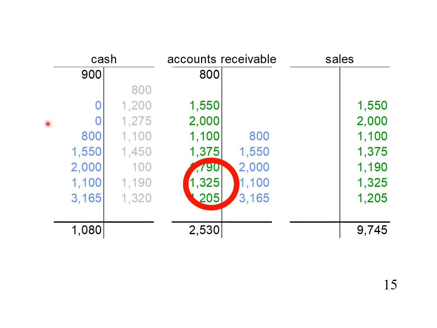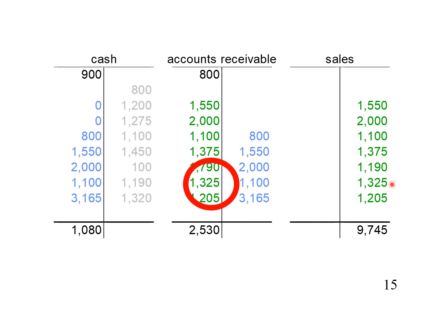Now, why this makes a cycle to us: we're going to treat cash receipts, the debit column to cash, as a separate account from the credit column to cash. And by doing that, we can have a relationship between cash receipts and sales.